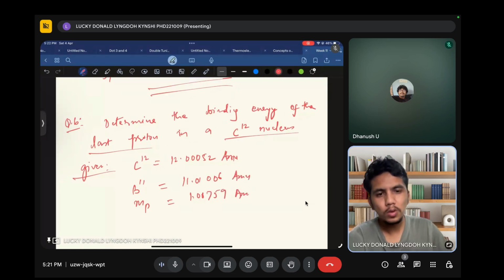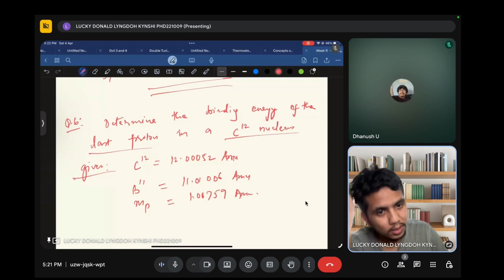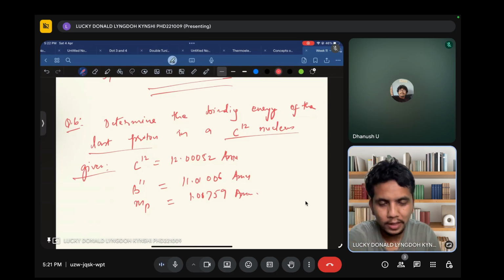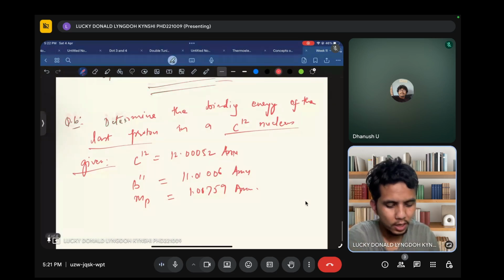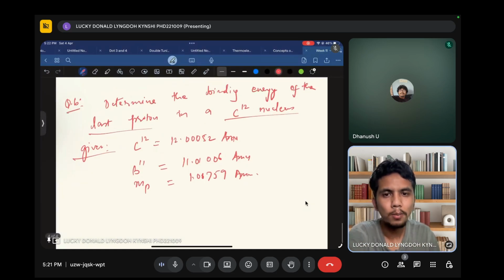So this question is exactly the same. There is no difference between this question and question A, except that the reaction is different. That's it. So what does it say? It says to determine the value of the binding energy when there is a reaction of carbon to boron, so this is B11 and the mass of the proton.